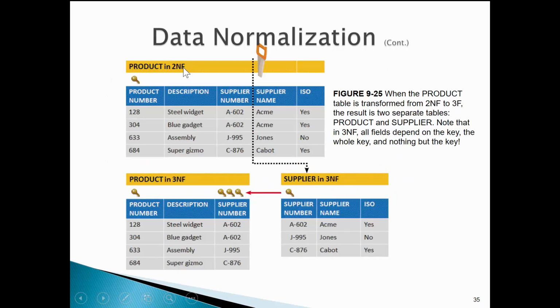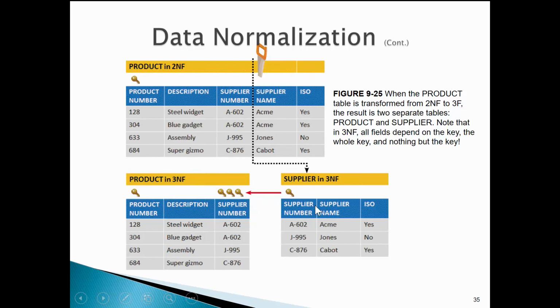So let's take a look at that product. We're going to break it out into two different tables, so that we get rid of this redundancy. We have a supplier number. We're going to create a table with a unique supplier number, the supplier, and then the product. So one product, in this case, is going to have one supplier number. The supplier number becomes part of the key in the product, and we get rid of that redundancy.